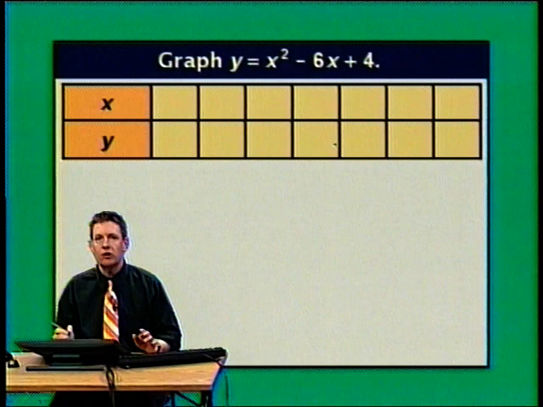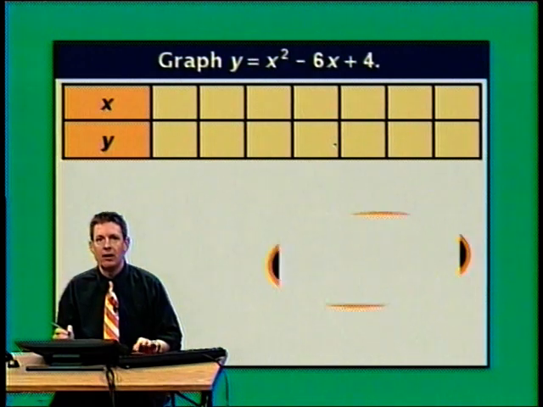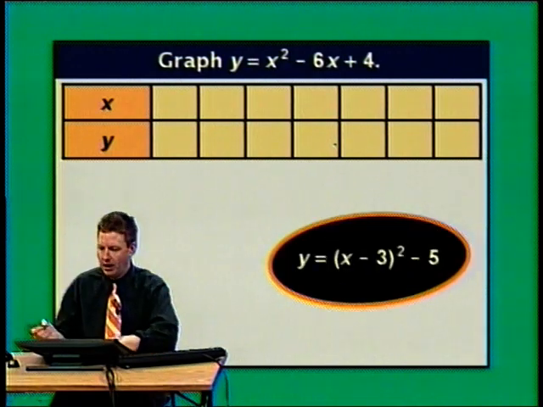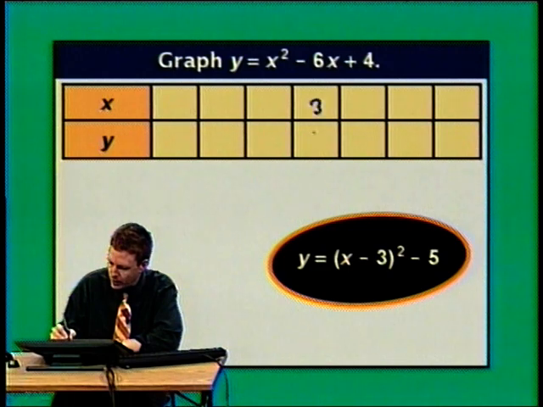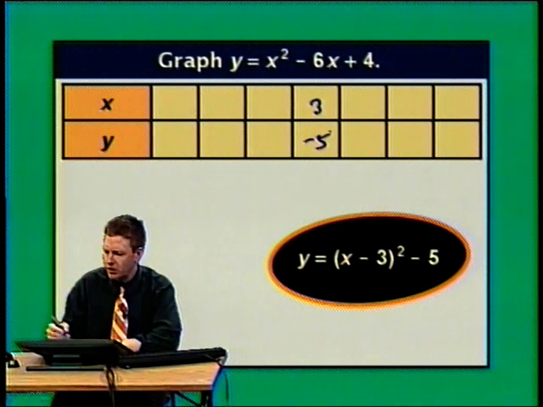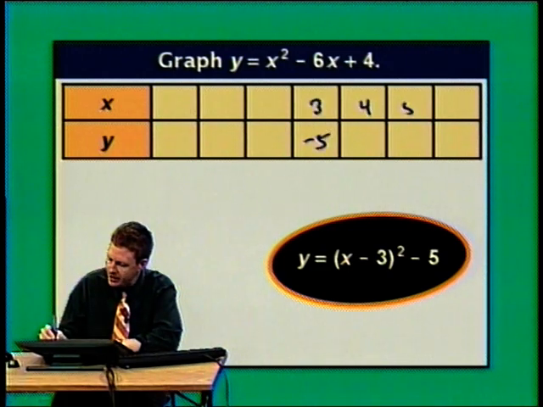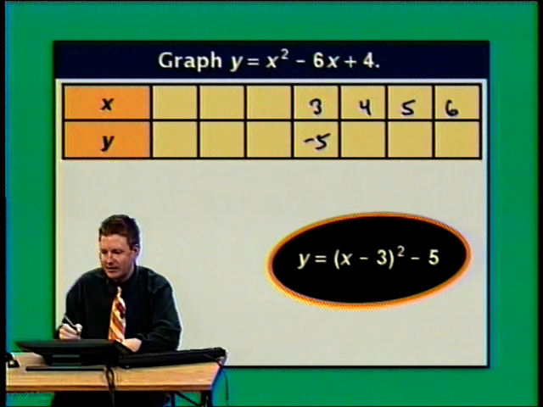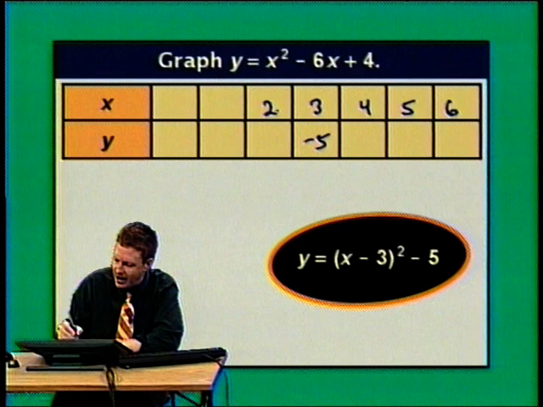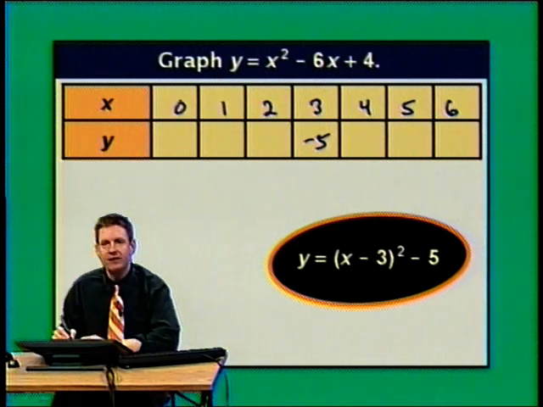So let's go ahead and make our table. But let's use our graphing form. Our vertex is the point 3, -5. So to the right of x equals 3, I'm going to check out x equals 4, 5, and 6. And to the left of x equals 3, I'm going to check out x equals 2, 1, and 0.